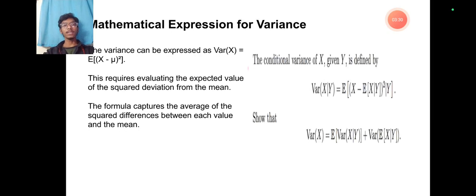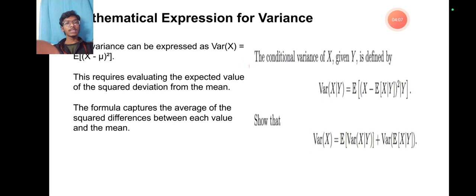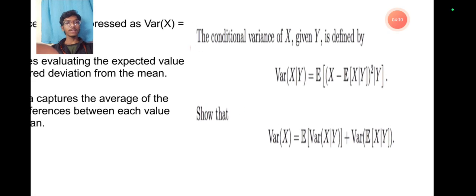This slide defines the mathematical expression for variance. In our previous slide, we learned about the mathematical expression for the mean. On this slide, we learn about the mathematical expression for variance. The variance can be expressed as Var(X) = E[(X - mu)^2]. This requires evaluating the expected value of the squared deviation from the mean. The formula captures the average of the squared differences between each value and the mean. This is a small example of the mathematical expression for variance.